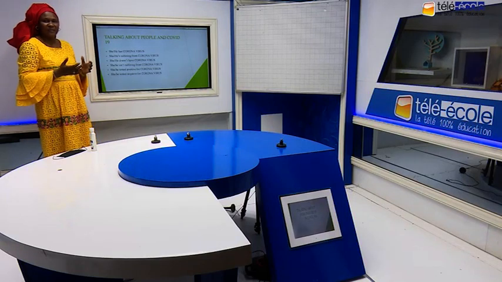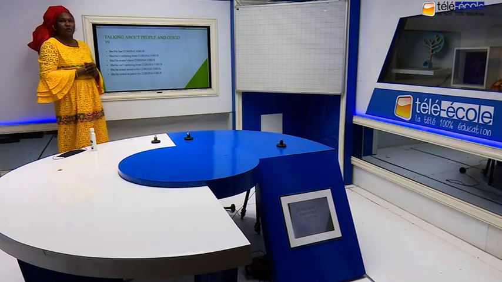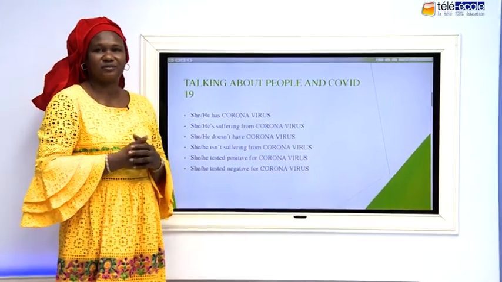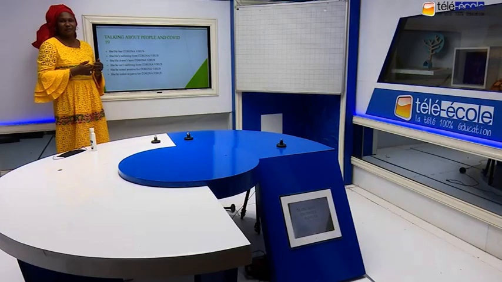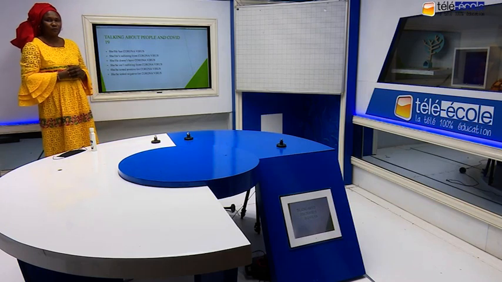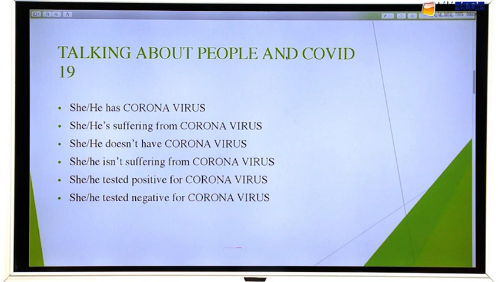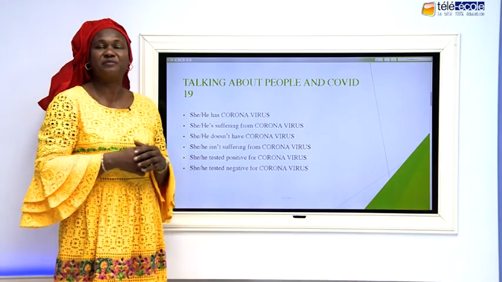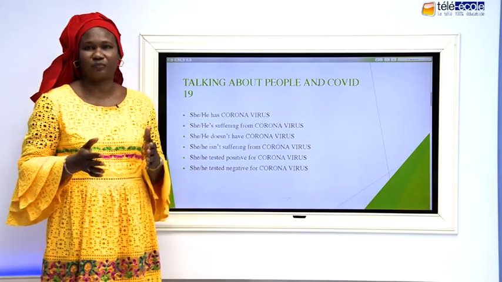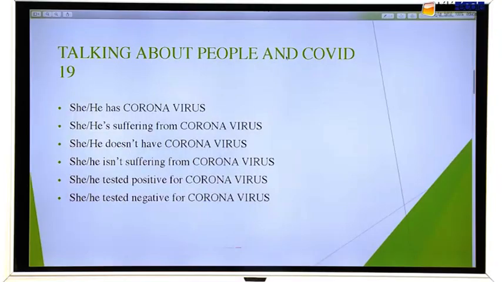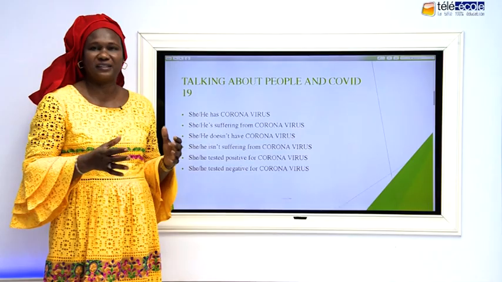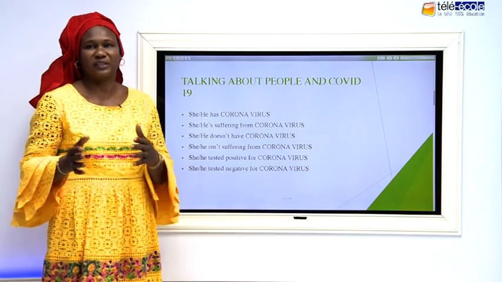You know, when you are ill, you have a test. This test is done by doctors. So you have a first sentence: she or he tested positive for coronavirus. If you tested positive for coronavirus, it means that you are ill. The next sentence is: she or he tested negative for coronavirus. If you tested negative for coronavirus, it means that you are not ill.